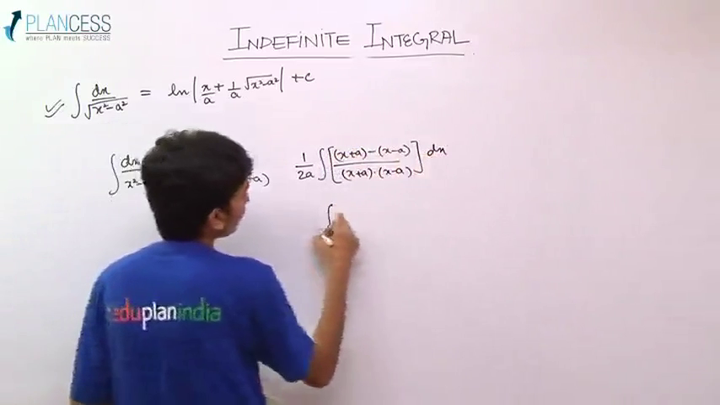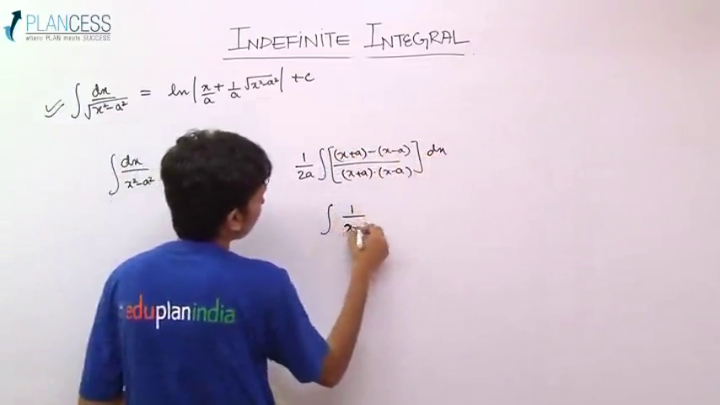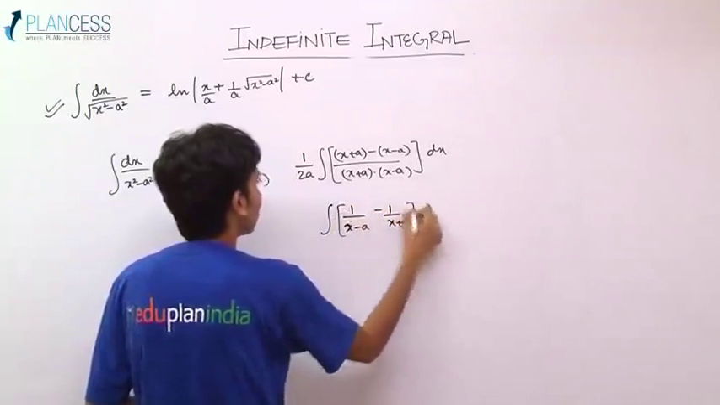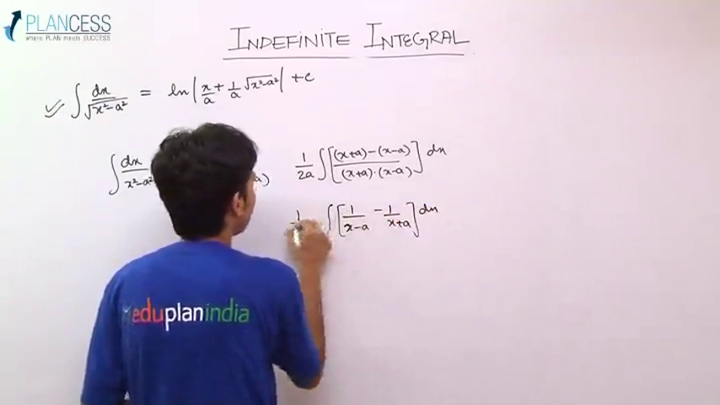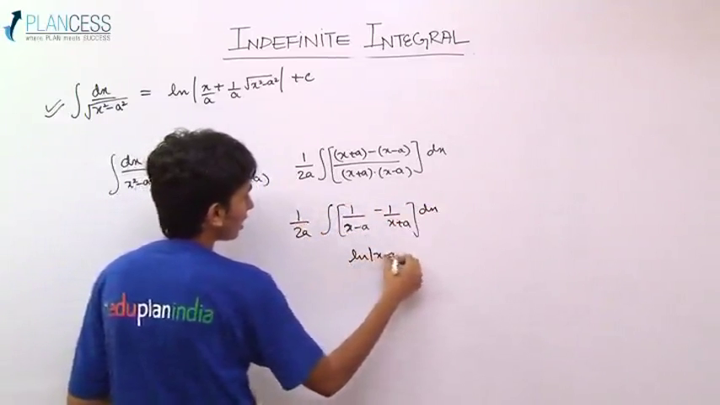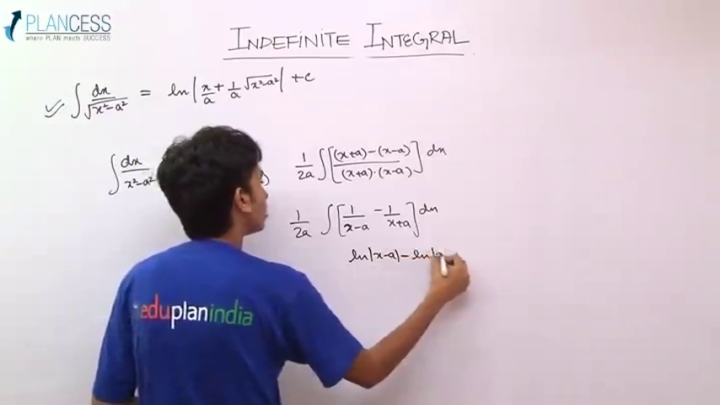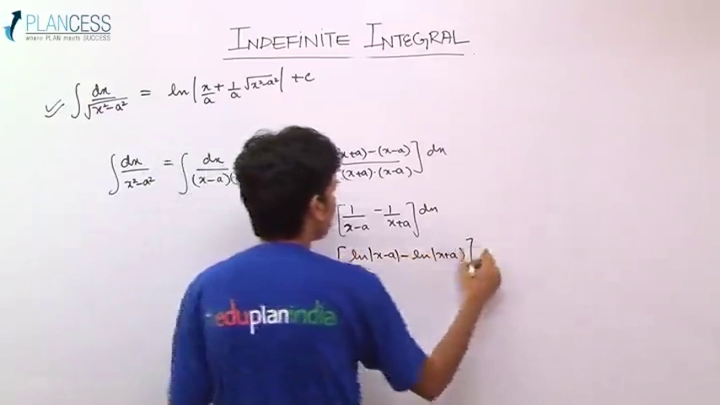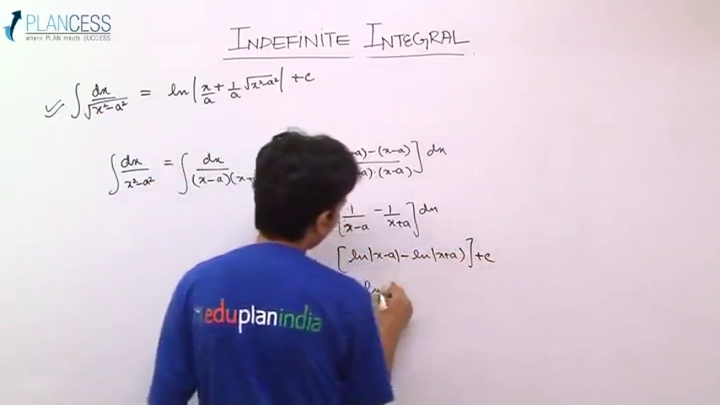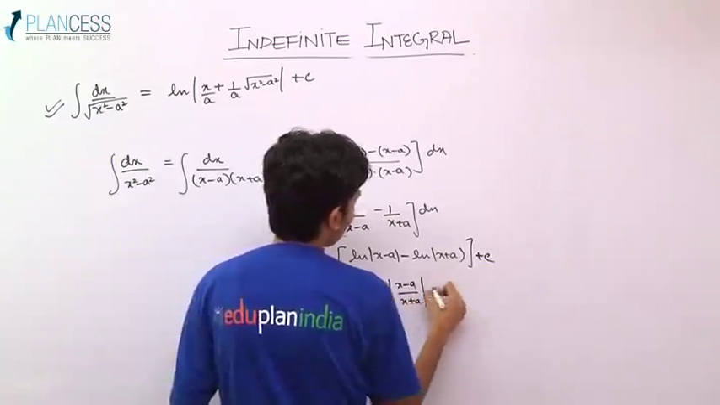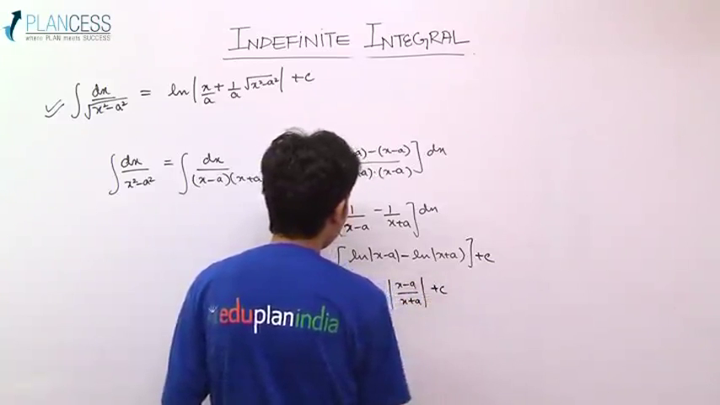So basically what I've done is I've broken it into two parts, that is 1 upon x minus a minus 1 upon x plus a, dx, and 1 by 2a is still here. So this integral is nothing but ln mod x minus a minus ln mod x plus a, and 1 by 2a is still here, and then there is a constant. So using properties of log, 1 by 2a ln mod x minus a upon x plus a, plus c.